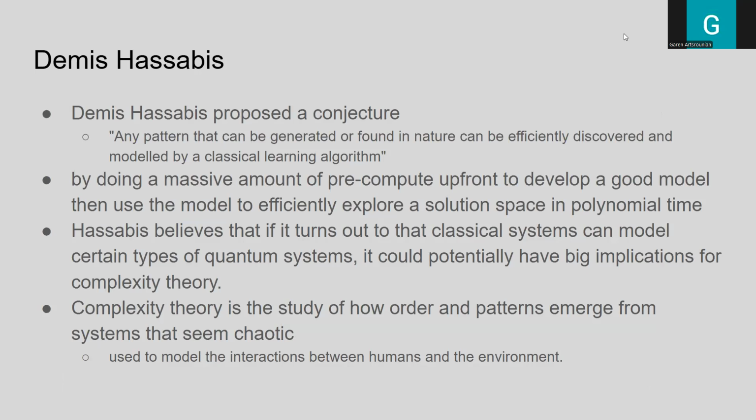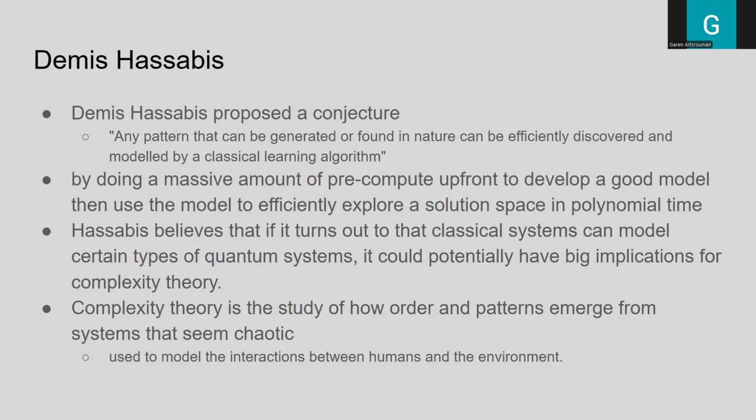So Demis Hassabis proposed a conjecture. He said any pattern that could be generated or found in nature can be efficiently discovered and modeled by a classical learning algorithm, by doing a massive amount of pre-compute upfront to develop a good model, then using the model to efficiently explore solution space in polynomial time. He believed that if it turns out that classical systems can model certain types of quantum systems, they could potentially have a big implication for complexity theory.